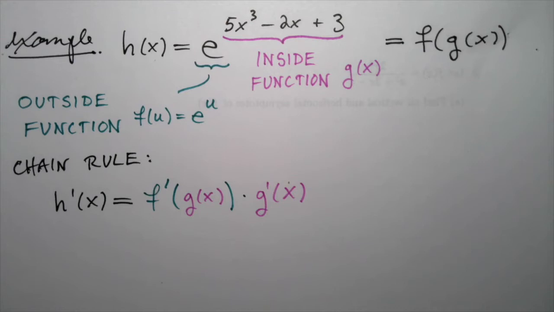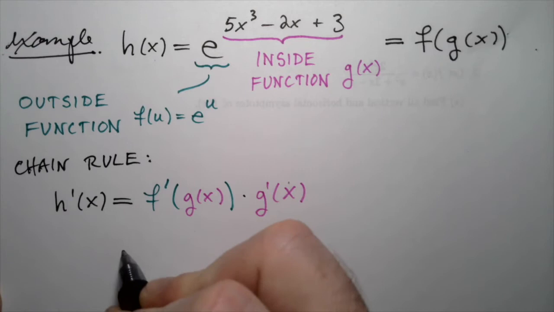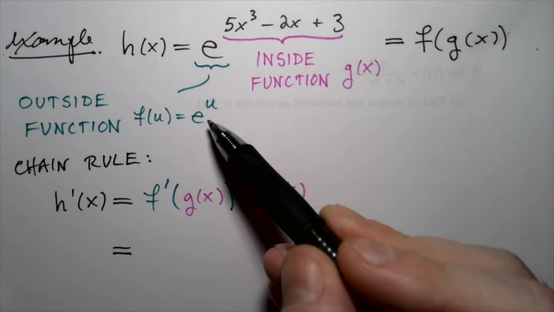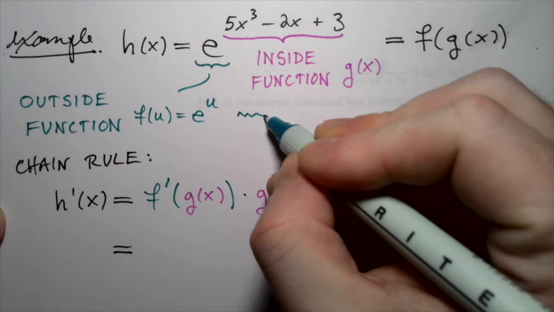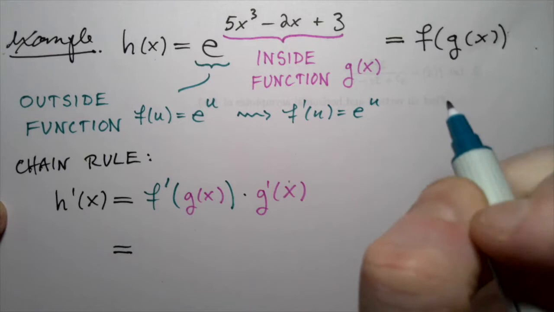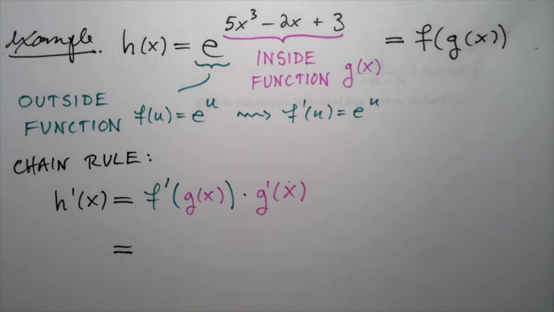Now, what is that in our particular example here? Well, what's the derivative of the exponential function with respect to its input variable u? It is its own derivative. So this f prime is again the exponential function. Let's observe that here, just so you can follow along. The derivative of f with respect to u is just again e to the u. So in other words, we need to evaluate the exponential function at g of x. Alright, so I'm plugging g of x into the exponential function.